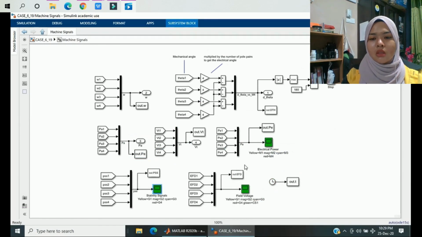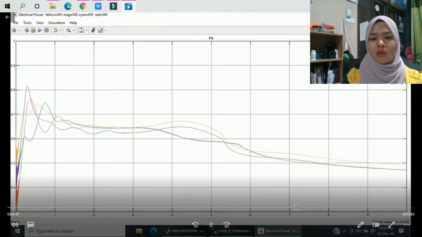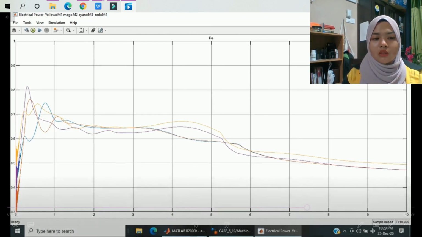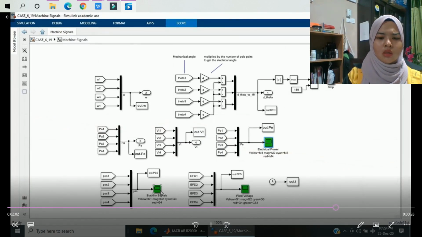Right, we move to electrical power. Okay, here is the electrical power. At the beginning there is a rise and an increment, and then it started to stabilize at second 6, and then it drops slowly.